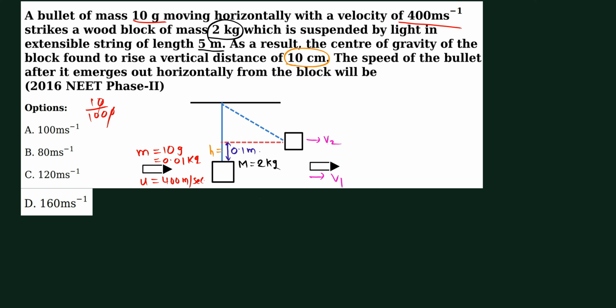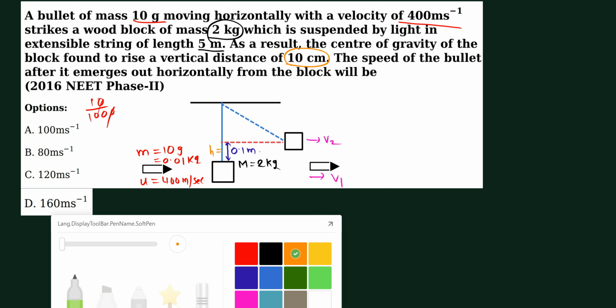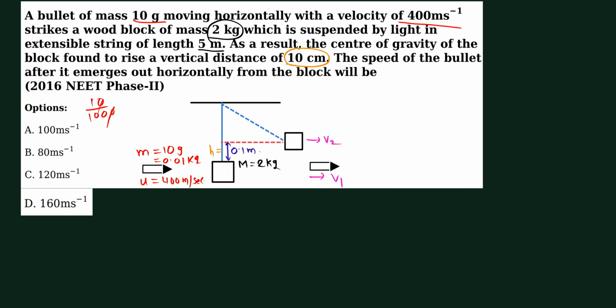Now you see, according to the conservation of energy, use this formula. Potential energy at maximum height is equal to kinetic energy at the bottom of the block.